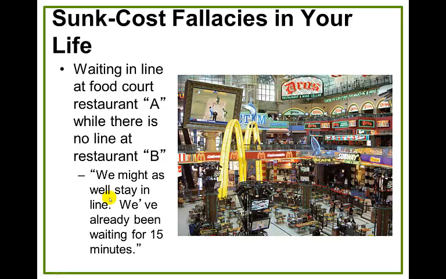So think about this. You're in the food court and you've been waiting in line forever at McDonald's, and there's no line at Hardee's next door, but you say, well, we might as well stay in the line at McDonald's. We've already been here for 15 minutes. Well, that doesn't make much sense. You've already spent that time waiting at McDonald's. That's not time you can get back.